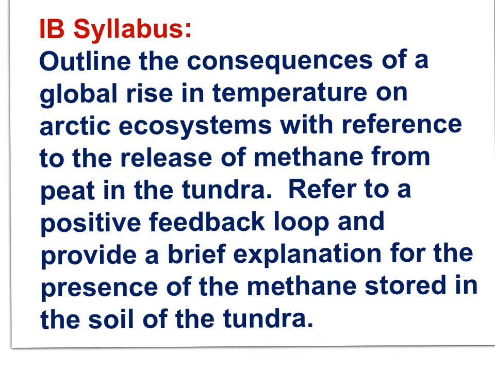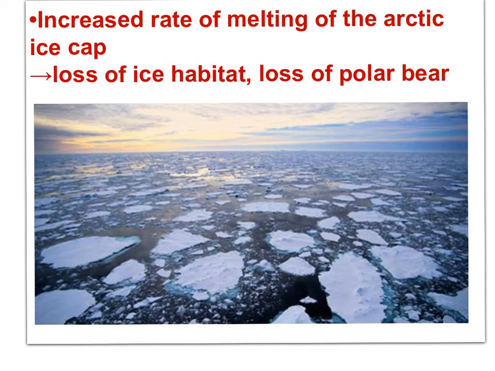So this brings us to the next IB syllabus statement. Outline the consequences of a global rise in temperature on Arctic ecosystems with reference to the release of methane from peat in the tundra. I've already done that. Refer to a positive feedback loop and provide a brief explanation for the presence of the methane stored in the soil of the tundra. Let's look at those consequences of a global rise in temperature on Arctic ecosystems first.